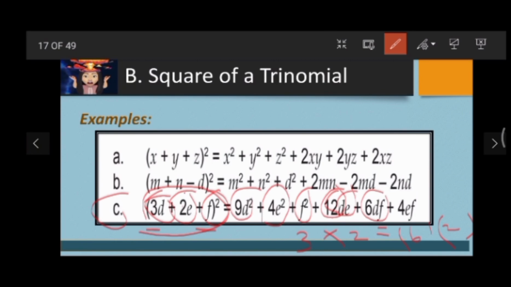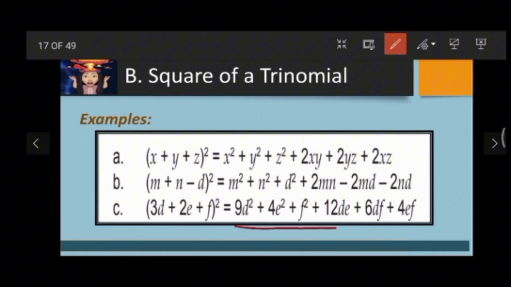So we have 2e times f. Therefore, we need to multiply it by 2. So 2e times f is 2ef, times 2, we will have 4ef. So in that case, we will have 9d squared plus 4e squared plus f squared plus 12de plus 6df plus 4ef.